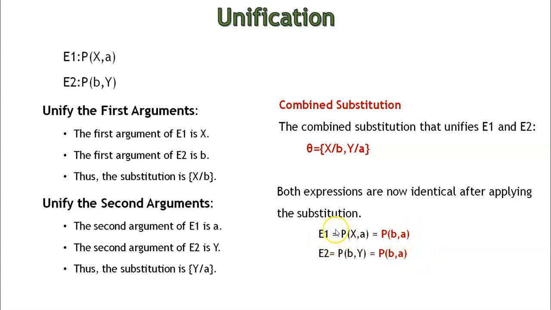Now after applying the substitution, we can definitely observe that the logical expressions E1 and E2, which are P of b comma a and P of b comma a, are identical. This is the purpose of unification. Unification plays a very crucial role in various AI applications, particularly in automated reasoning, logic programming, as well as in knowledge representation.